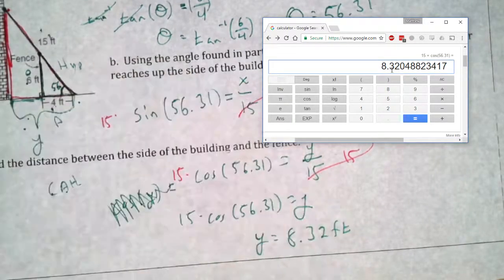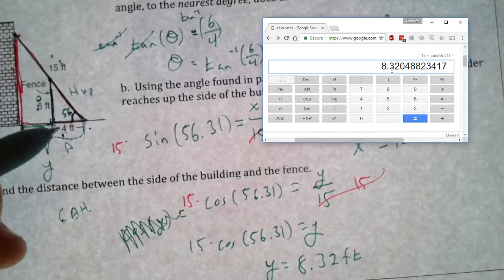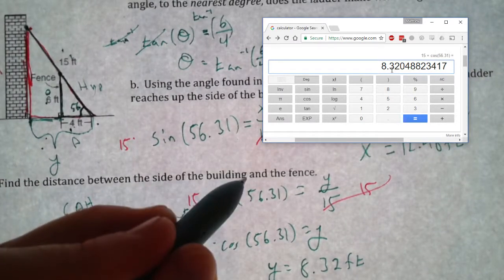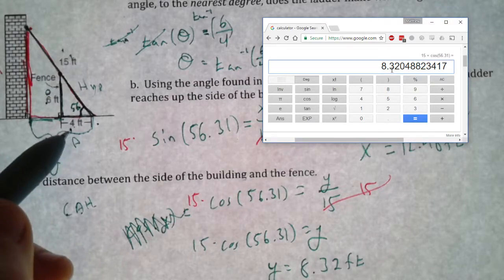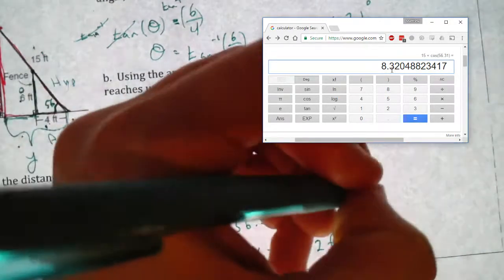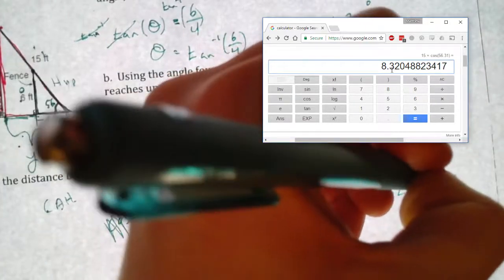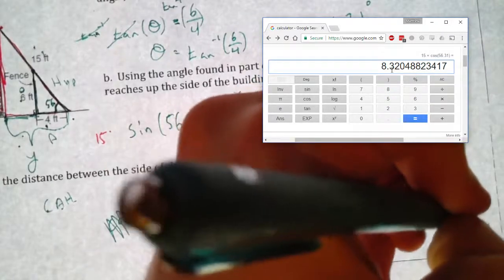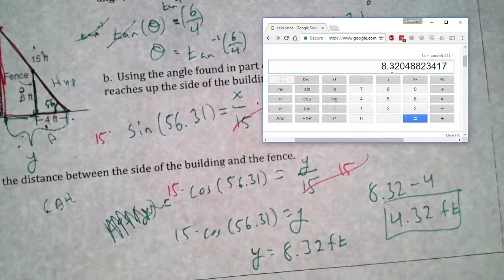8.32 feet. But that's the entire distance. They wanted the distance between the side of the building and the fence, so I just need to remember to take away that 4 feet. So the answer is really going to be 8.32 minus 4, which is just 4.32 feet. And that is my final answer.